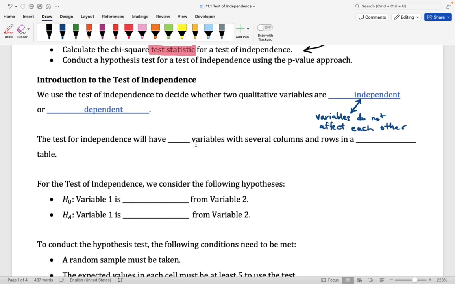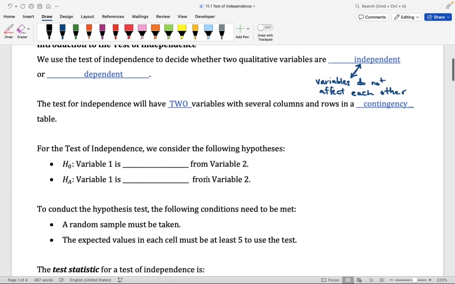Now, with this type of test, you're going to have two variables, like I mentioned, two qualitative variables. Each variable is going to have categories. The categories for one variable are going to be separated with columns, and the categories of the other variable are going to be separated by rows. We're going to organize this information using a contingency table. And so the contingency table is going to have the observed values coming from the sample.